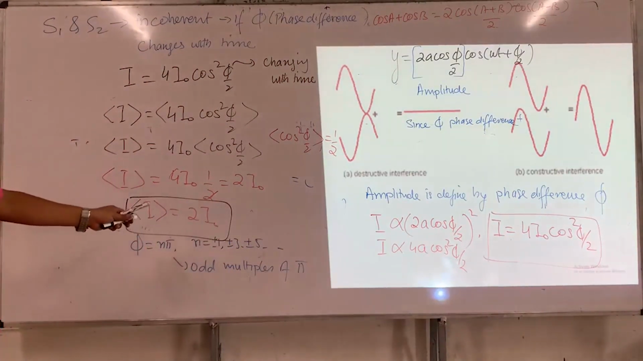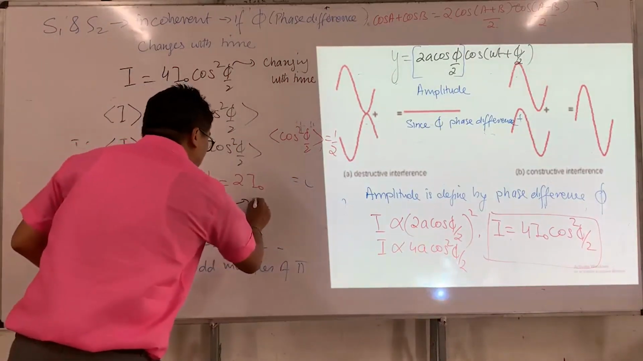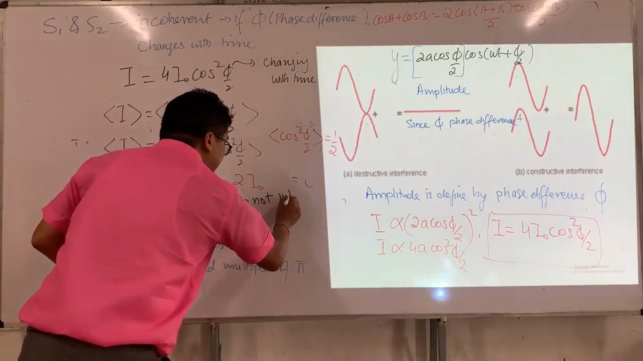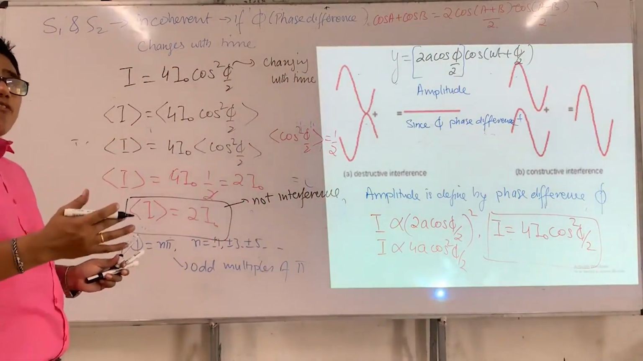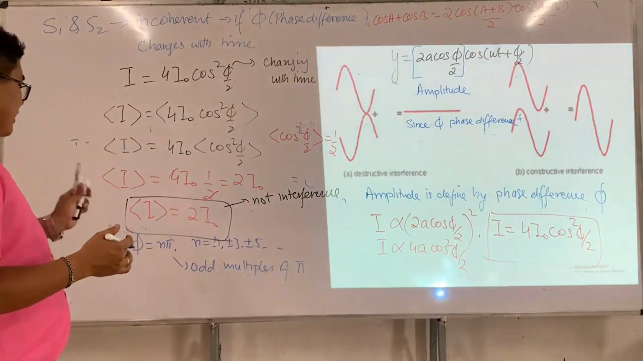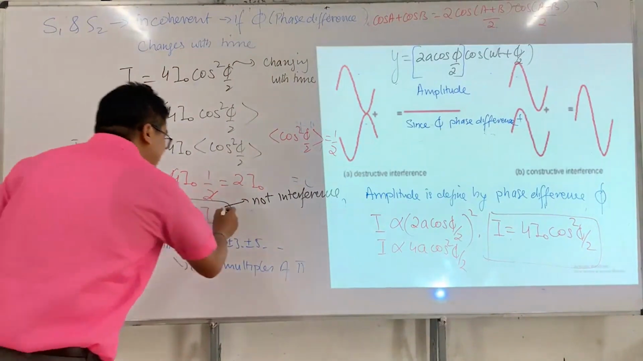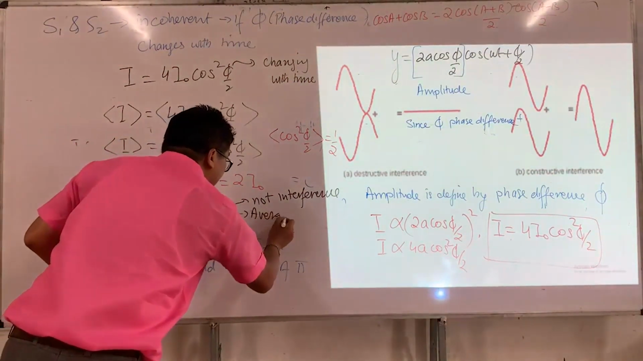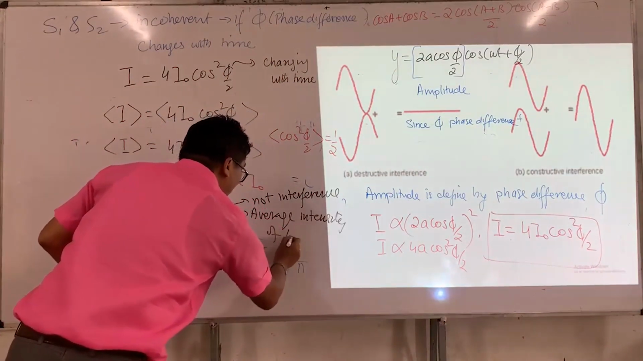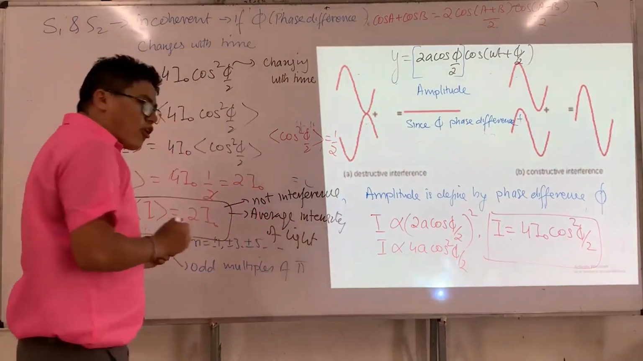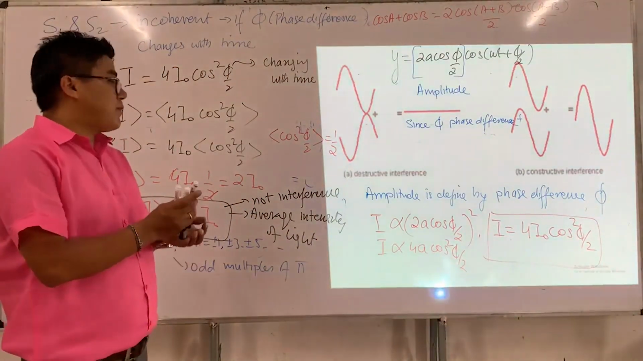So look here. This is not interference. Why? Because when we talk about interference, it has to be either constructive or destructive. So this is what we call an average intensity. You get the average intensity of light, and you don't get interference patterns.